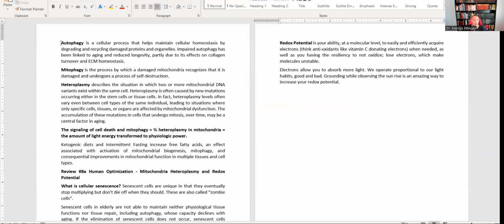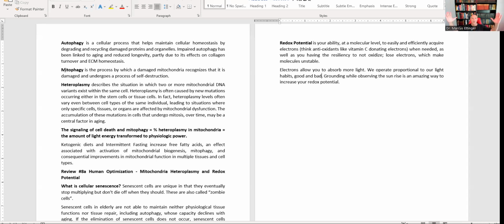There's a word called autophagy, and autophagy is just a cellular process that helps maintain cellular balance, called homeostasis, by degrading and recycling damaged cells, proteins, and organelles. If this process is impaired, it's been linked to aging, reduced longevity, and disease. So basically, autophagy is a pre-programmed cell software program that when the cell or organelle recognizes that it's weak or damaged, it self-destructs, okay?